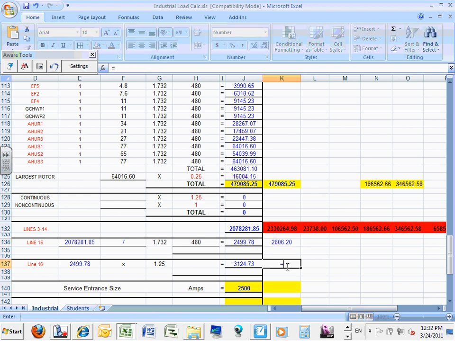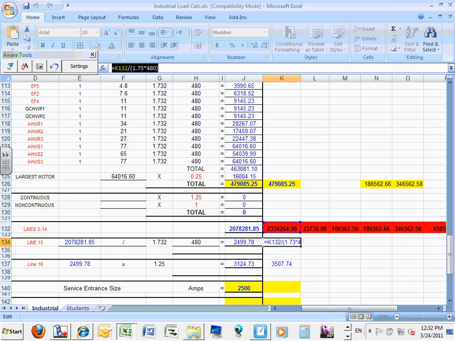So I'm going to take this, equal this times 1.25. That's a 25% future expansion. Brad, here's your 3,500 amps. Let me do it one more time. Your first line there, number 15, that line is your 2 million and change multiplied by 1.25, divided by this one here? So that's just to find the amps.